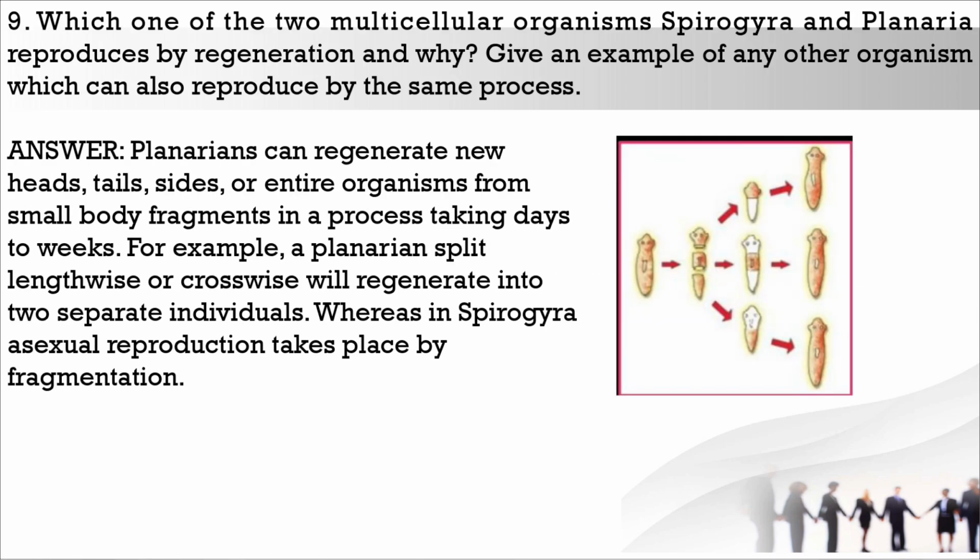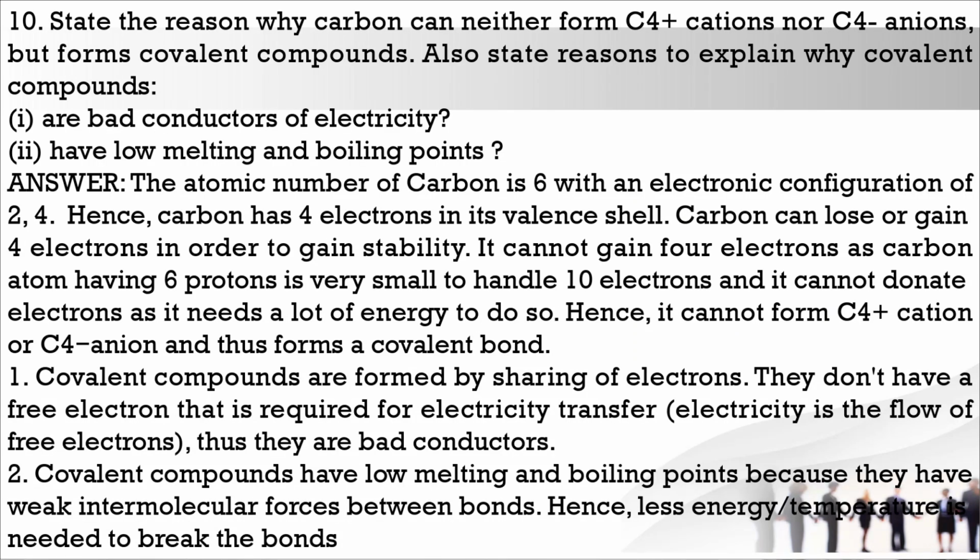Question number 9. Which one of the two multicellular organisms, Spirogyra and Planaria, reproduces by regeneration and why? Give an example of any other organism which can also reproduce by the same process. Planaria can regenerate a new head, tail, side or entire organism from a small body fragment in a process taking days to weeks. For example, a Planaria split lengthwise or crosswise will regenerate into two separate individuals, whereas Spirogyra asexual reproduction takes place by fragmentation.